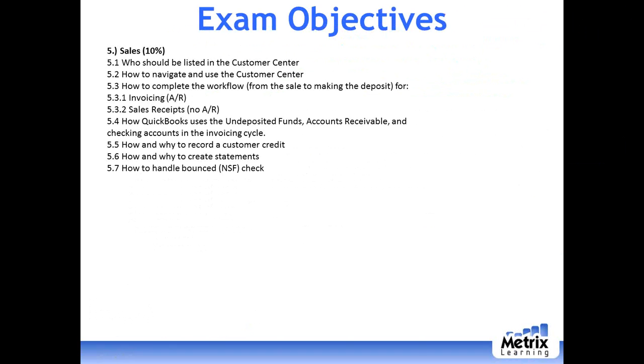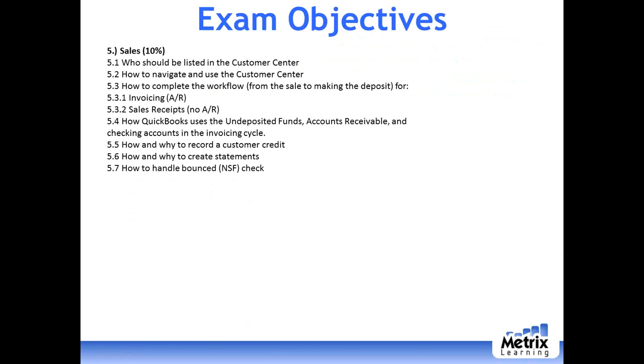Item number 5 is sales, which is 10% of the questions asked. You'll want to know the 5 ways to record sales. So this includes invoices, sales receipts, statement charges, deposits, and Excel or Peachtree. You'll want to know who should be listed in the Customer Center, how to navigate and to use the Customer Center, how to complete the workflow from sale to making the deposit for invoicing and sales receipt.